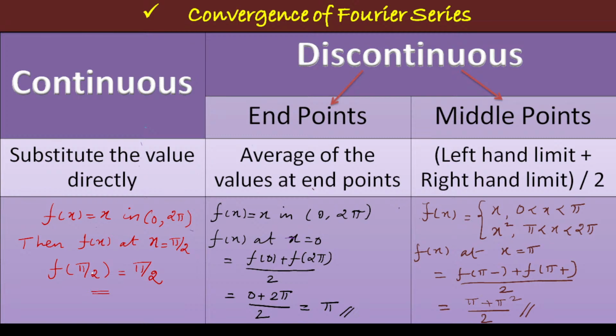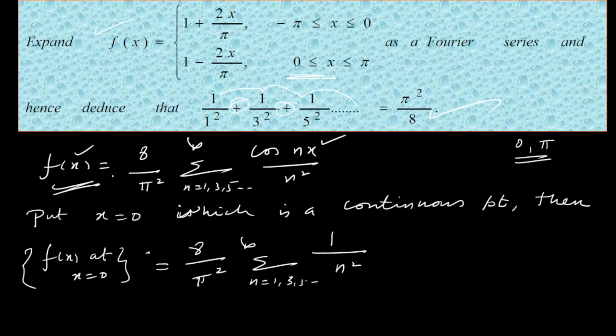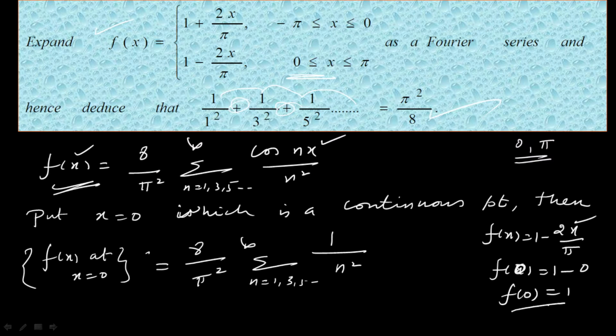Under the convergence of Fourier series, I have explained this concept in more detail. If it is a continuous function, what we do? We have to substitute the value directly. Okay, this is what we have to follow to find the value of the function at that point. So what is f of x at x equal to 0? Your f of x is 1 minus 2x divided by pi for the interval 0 to pi. So if you replace x by 0, what do you get? f of x equals 1 minus 0, isn't it? Here 1. The function value at x equal to 0, sorry, f of 0, is nothing but 1.